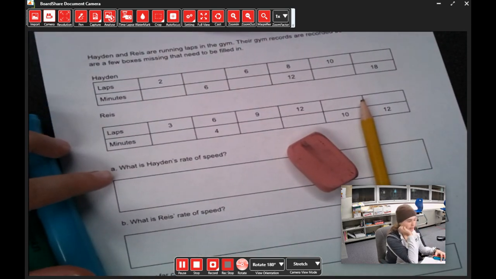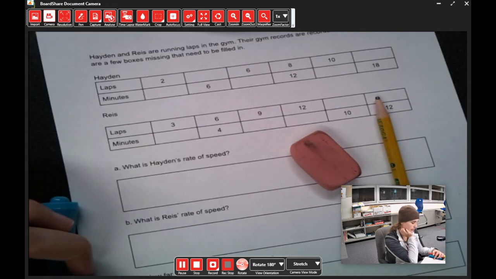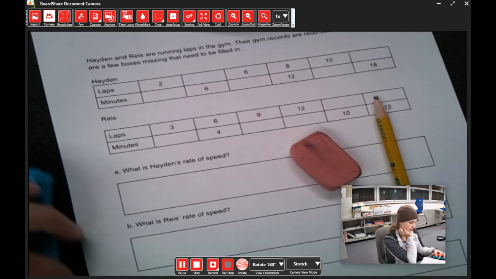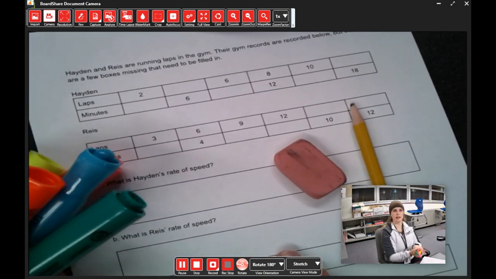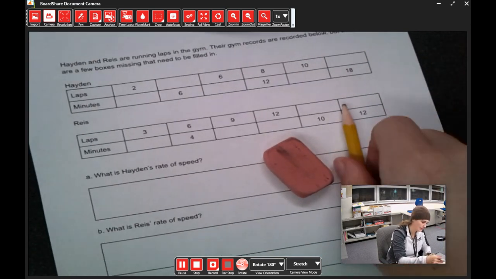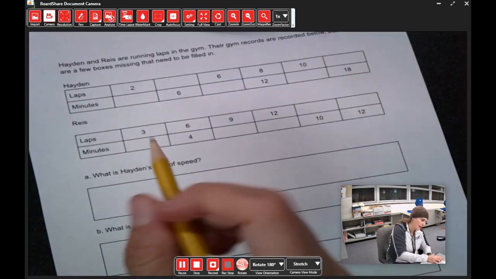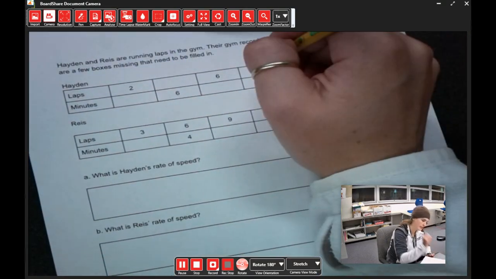what's Hayden's rate of speed? What's Reis's rate of speed? How far can Reis run after 4 minutes? And what is the ratio of Reis's speed to Hayden's speed? I'm going to start by filling in the graph. I think that's a good place to begin. Laps per minute. I'm looking for one that has both.